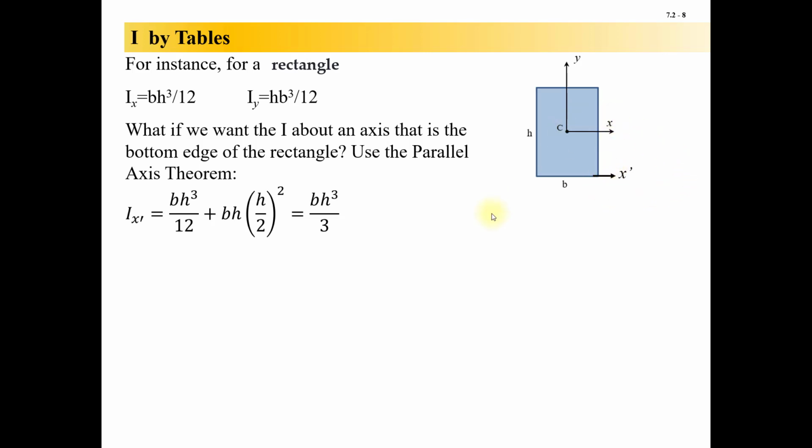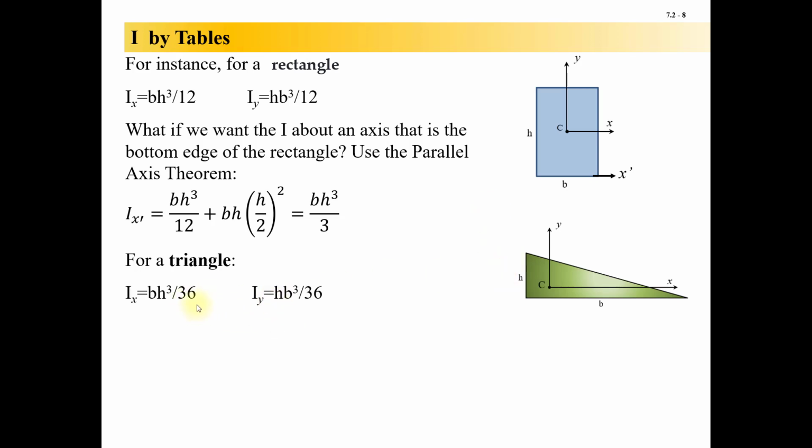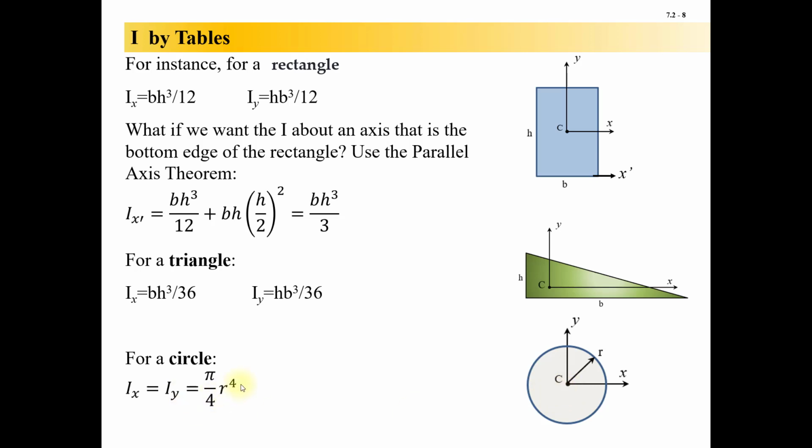and this is a rectangle. For a triangle, the formula would be bh cubed over 36 for a moment of inertia about the x. Again, the opposite for moment of inertia about the y, hb cubed over 36, just straight out of a table. For a circle, you have pi over 4 times r to the 4th, where r is your radius. Ix and Iy are equal to each other here because the circle is, what's x and what's y in a circle?